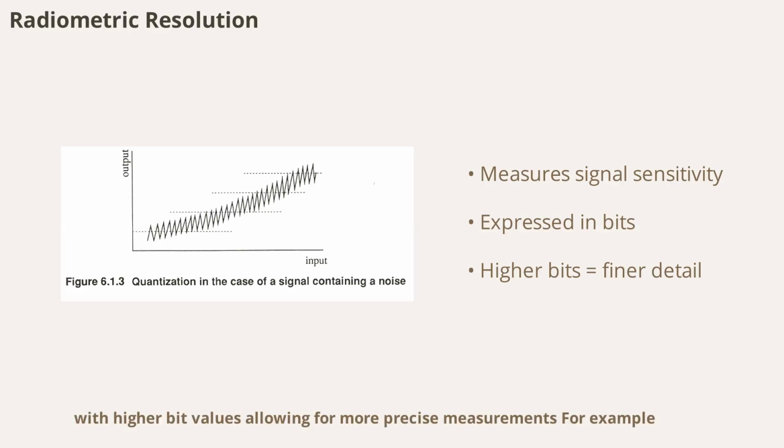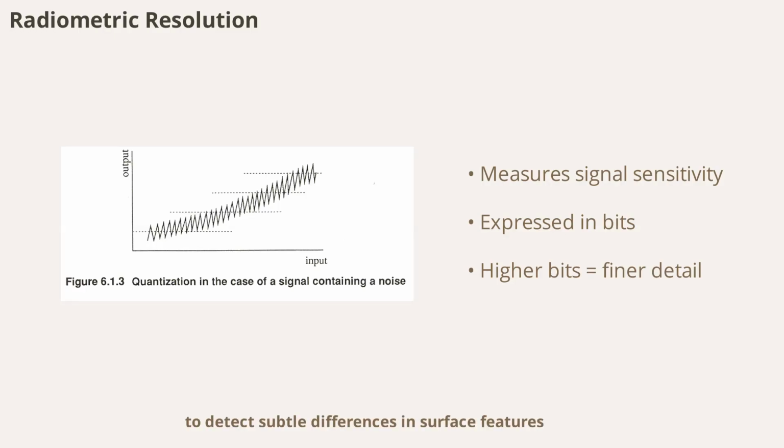For example, an 8-bit sensor can record 256 levels of intensity per pixel, while a 7-bit sensor records 128. Higher radiometric resolution improves the ability to detect subtle differences in surface features.